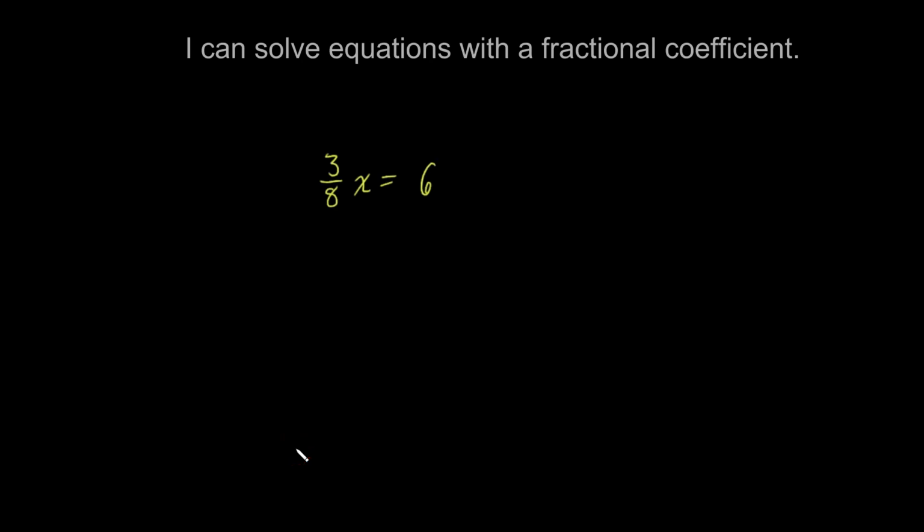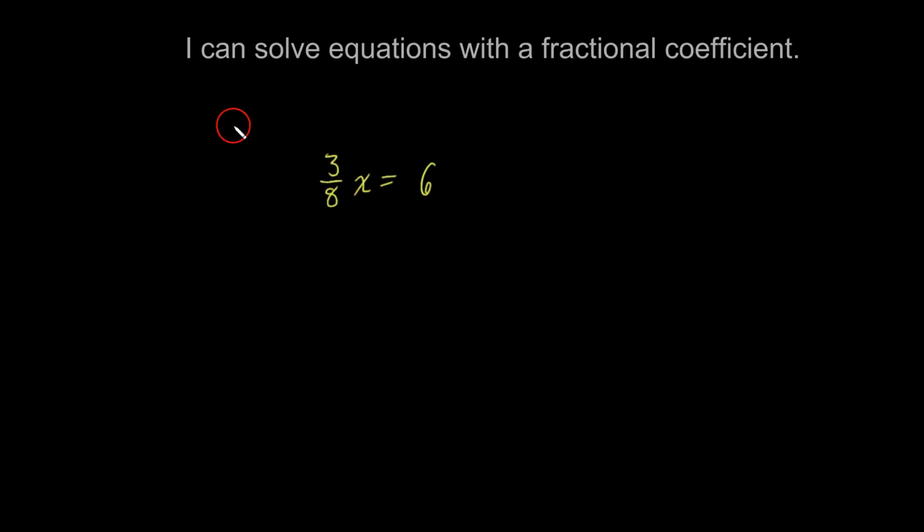So we're given 3 over 8x equals 6. So we see that this x has a coefficient of 3/8. Okay, and we can see 3/8 is multiplying our x right here.